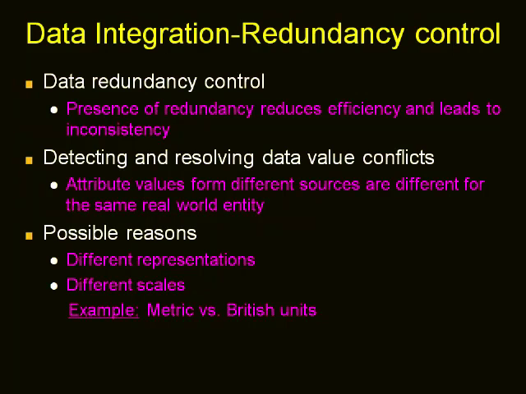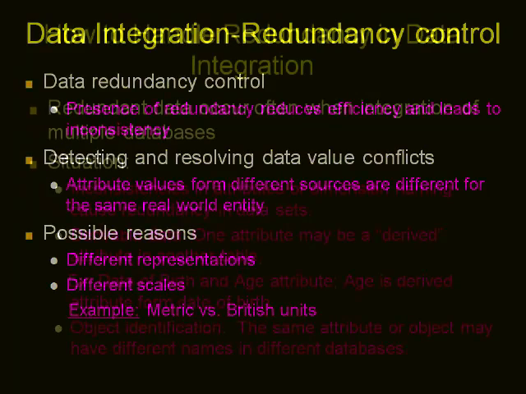Because the same real world entity may have different attribute values in different sources. The reason for having these kinds of values may be the possible representations used in each entity definition. For example, units may be represented in metric units in one source, whereas British units in another source, but both represent the same kind of data values.